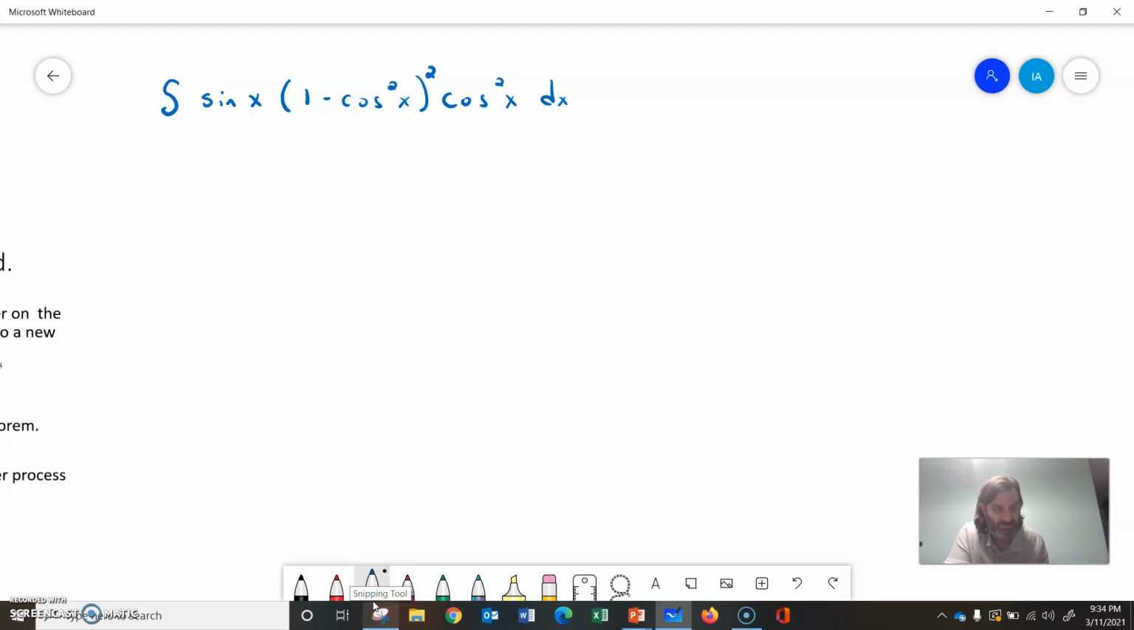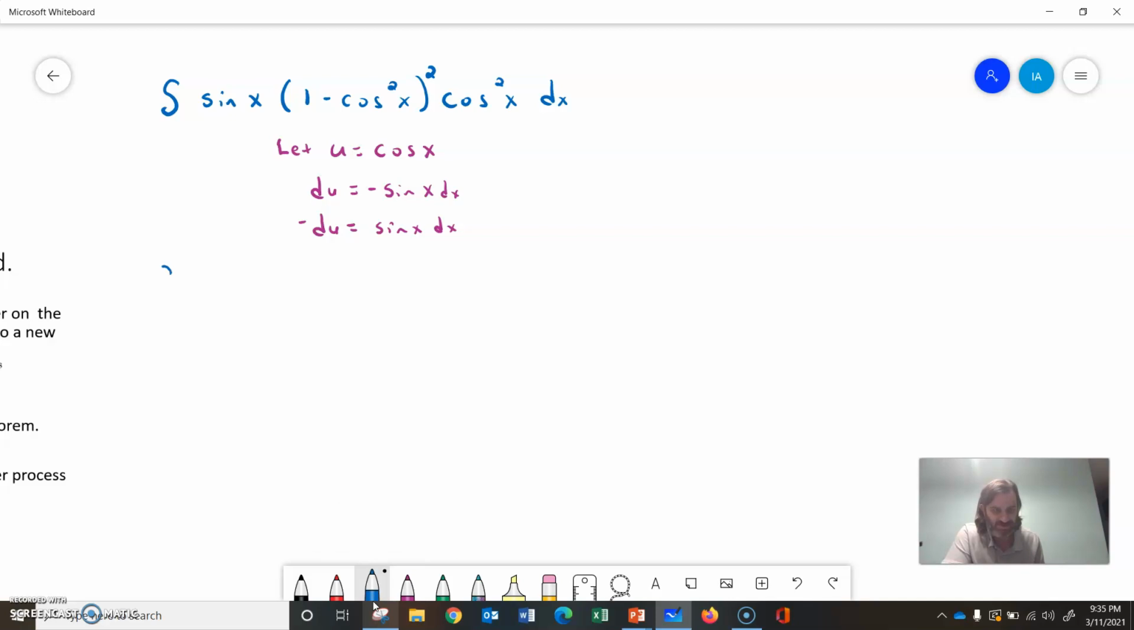We can either multiply all this out as it is, or we can start to look at the fact that we know that sine and cosine have a partnership in derivatives. So I think I can just jump right in here and do a u substitution. I can let u equal cosine of x, and if I do that, du will be negative sine of x, which means negative du will be sine x dx.